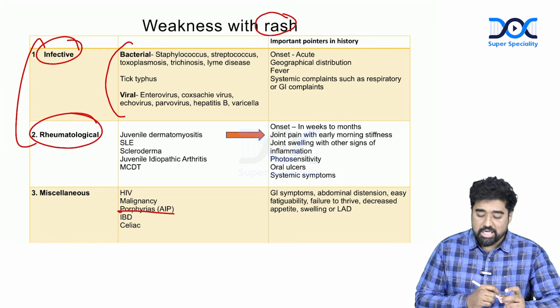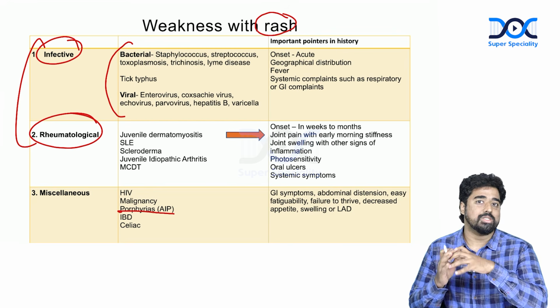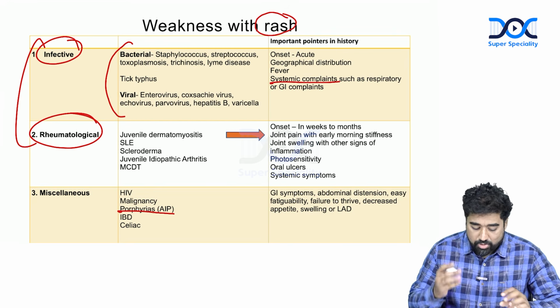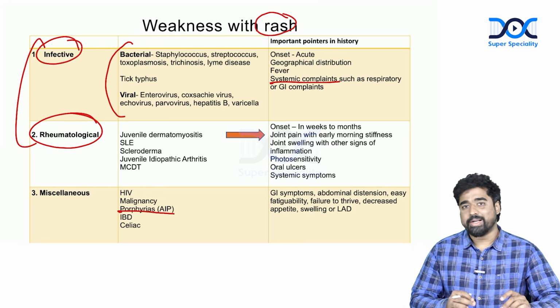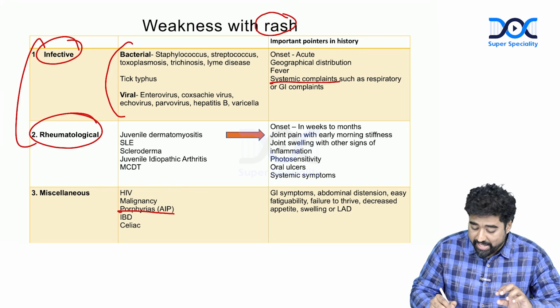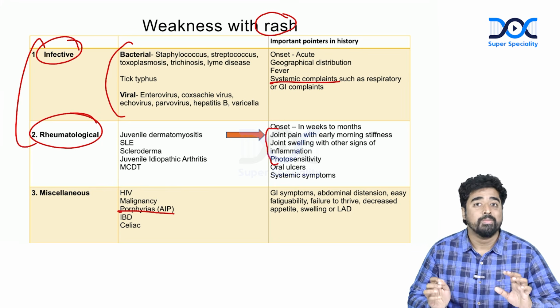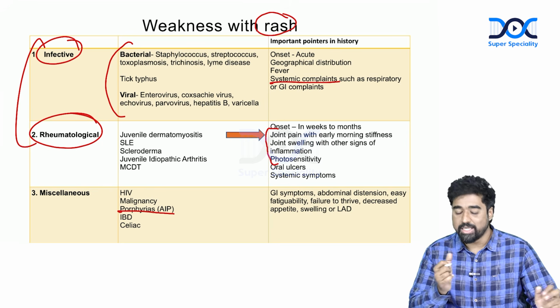Compare it with rheumatological causes. In your infective causes, fever will be more prominent. In your rheumatological causes, fever will be less. Systemic complaints will be more in your infective causes, less in your rheumatological causes. In your rheumatological causes, it will be subacute to chronic in onset and duration. Joint pain, joint swelling, photosensitivity, all of these are important findings that again move it towards your rheumatological differentials.